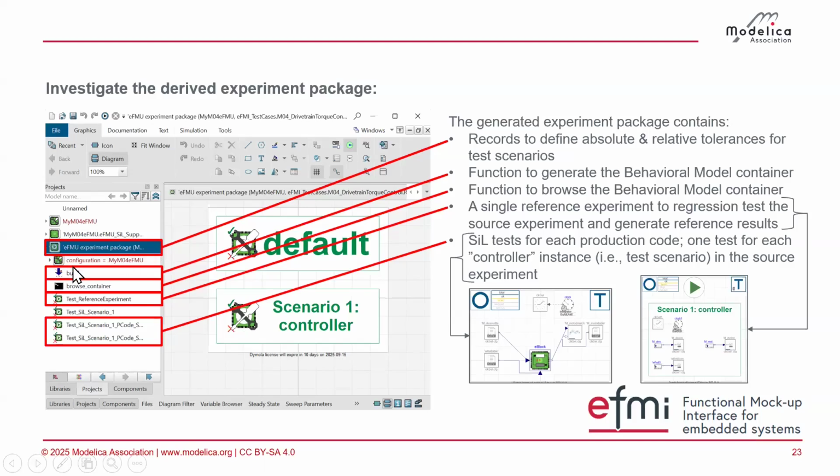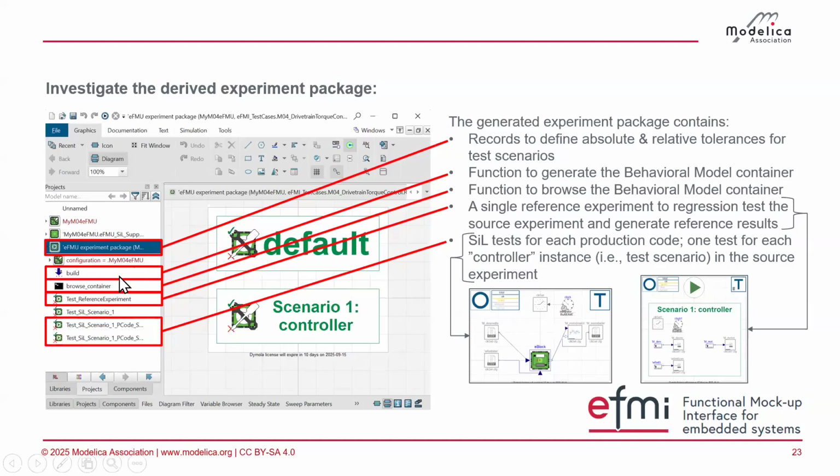Then we have a function where we can build the behavior model container. So the idea here is that we do not only have this experiment package, but in fact, we can use this to build an eFMI behavior model container where we have the manifests and all the CSV reference trajectories. So that this experiment package is backed by the behavior model container. When you build a behavior model container, you can browse it to look inside, and you see it. So it's part of your eFMU.